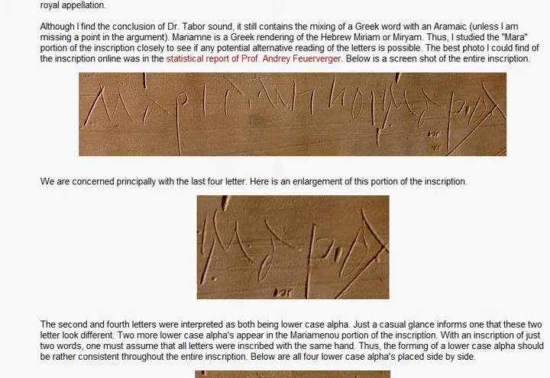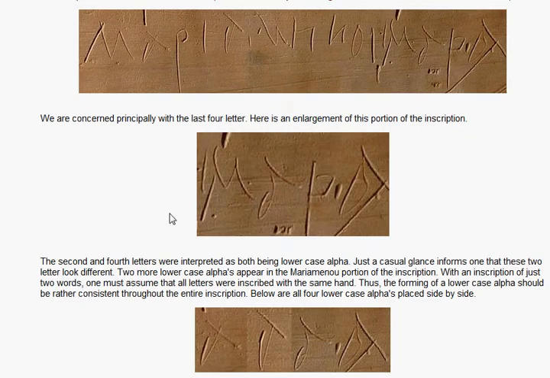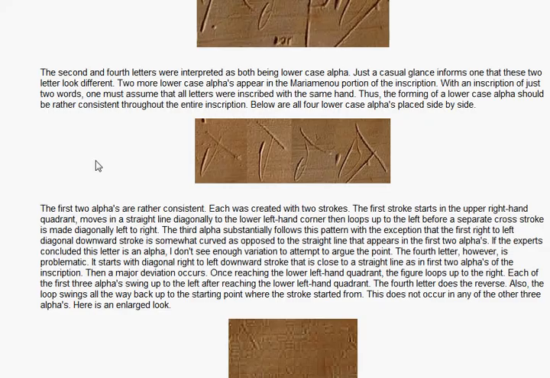I'm interested in the last word, the last four letters, M-A-R-A, which I'll center up and give you a little larger view. We have the M, alpha, rho, alpha, what's been interpreted as an alpha. You can see that these two alphas are significantly different, which prompted me to pull the two alphas from the Mariam portion of the inscription and put them with the two from the Mara.